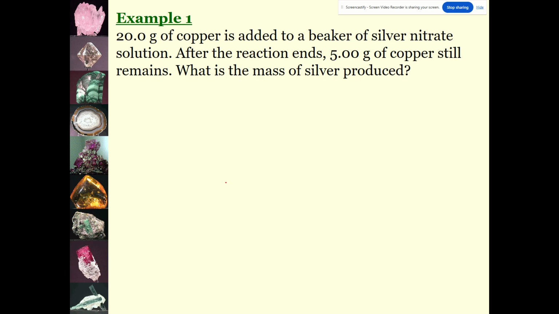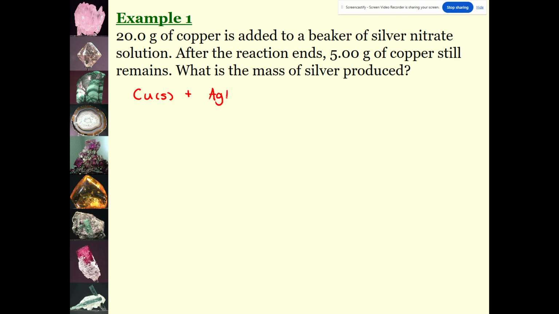Okay, so here's an example. We have 20 grams of copper added to a beaker of silver nitrate. After the reaction ends, 5 grams of copper still remains. What is the mass of silver produced? So starting with our reaction, as always, anytime we're doing a Stoich calculation, we always want to start with a balanced chemical reaction, including states. So this is copper metal reacting with silver nitrate.